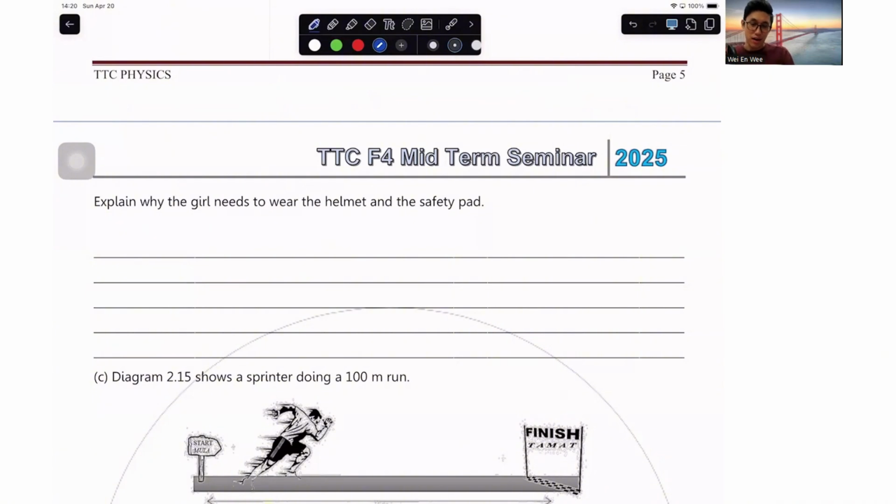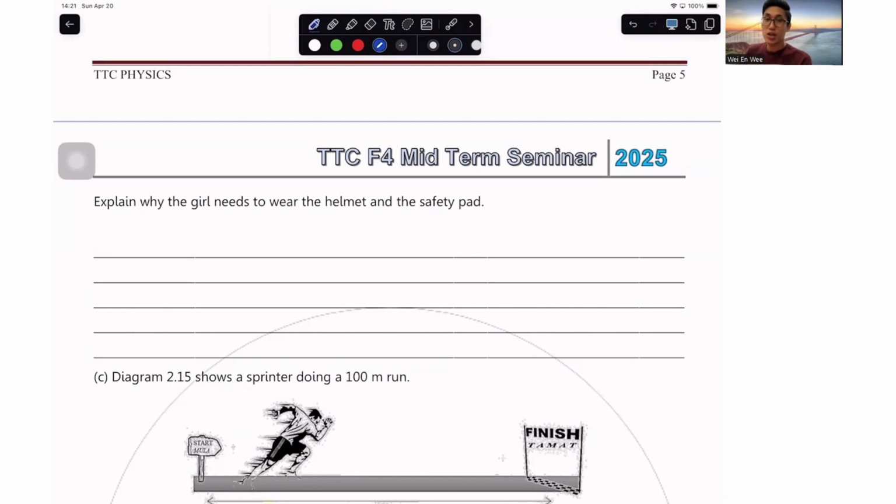How would you explain why the helmet and the safety pad help? So she doesn't die. You can say that, but how? How to prevent her from dying? That's the point. Someone mentioned increase the impact time. What else can we mention besides increase the impact time? So what if we increase the impact time? Very good. Reduce the impulsive force.